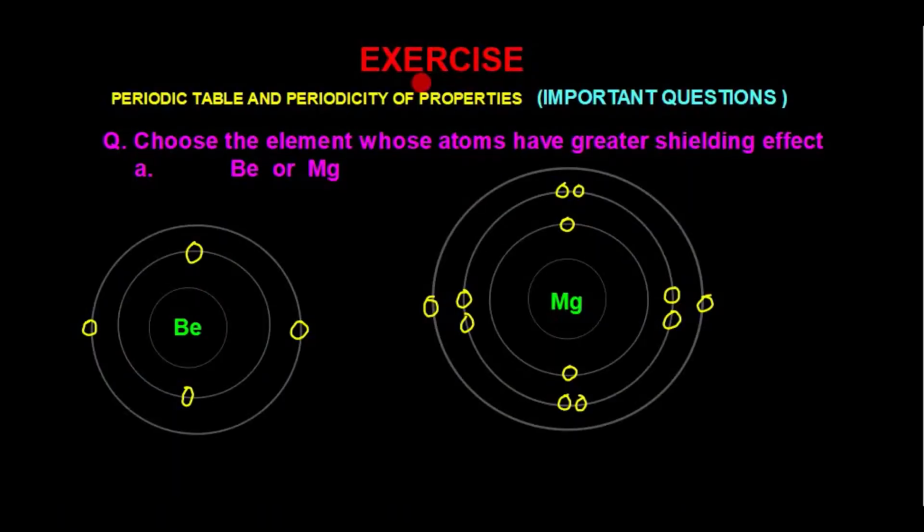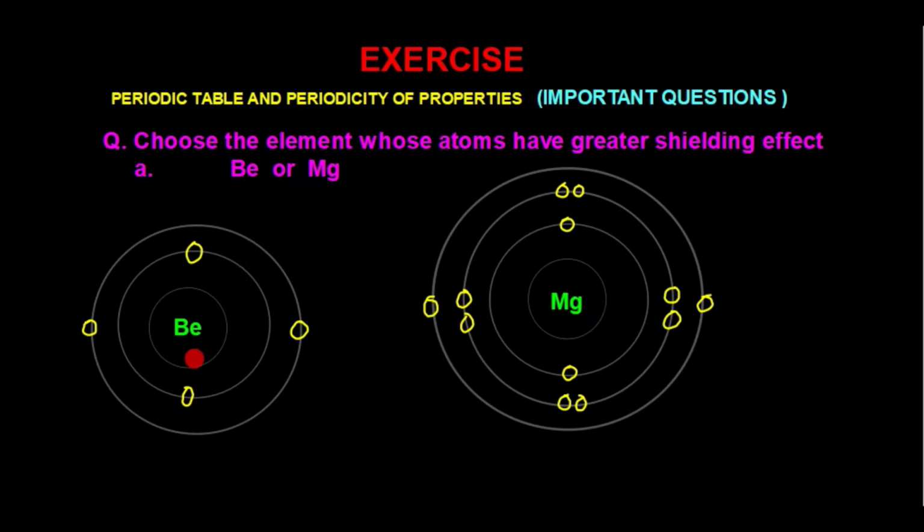In this video, we will do some important questions from the exercise of periodic table and periodicity of properties. Let's see what is the first question which is given. Question is, choose the element whose atoms have greater shielding effect. In part A, we are given two elements, beryllium or magnesium, and we are asked to choose which one has the greater shielding effect.